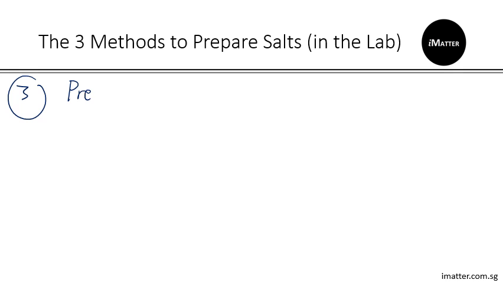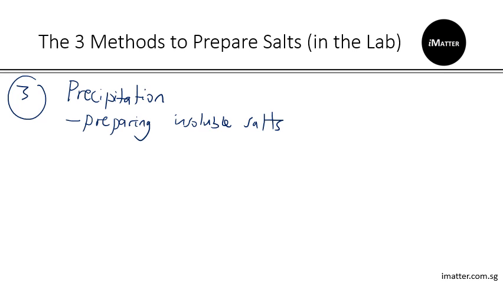This is what we call precipitation. Now, precipitation simply means you want to produce something that is insoluble in water. In other words, you produce a precipitate, a solid compound which cannot dissolve in your reaction mixture. Now, it goes without saying, this method is used when you are preparing insoluble salts. So, look at your question carefully. Do you need to prepare an insoluble salt? If you do, then use this method and this method only.